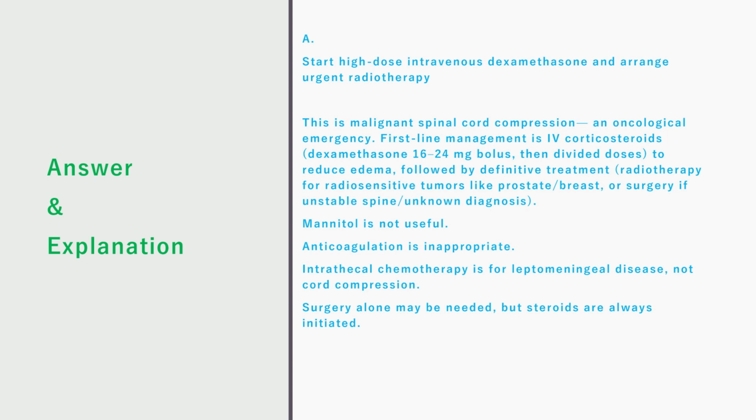Explanation: this is malignant spinal cord compression, an oncological emergency. First-line management is intravenous corticosteroids, dexamethasone 16 to 24 milligrams bolus, then divided doses, to reduce edema, followed by definitive treatment: radiotherapy for radiosensitive tumors like prostate or breast, or surgery if unstable spine or unknown diagnosis. Mannitol is not useful. Anticoagulation is inappropriate. Intrathecal chemotherapy is for leptomeningeal disease, not cord compression. Surgery alone may be needed, but steroids are always initiated.